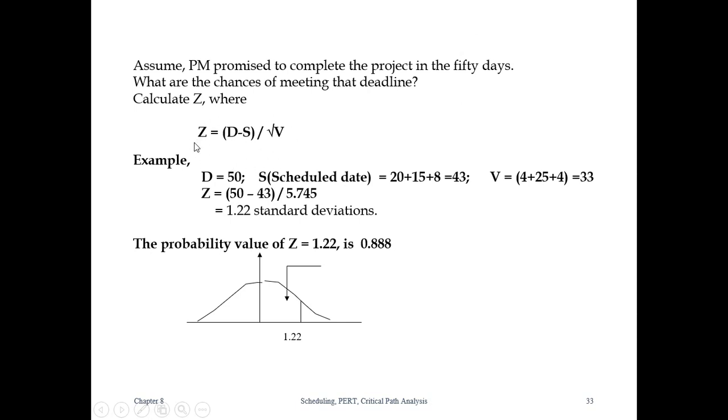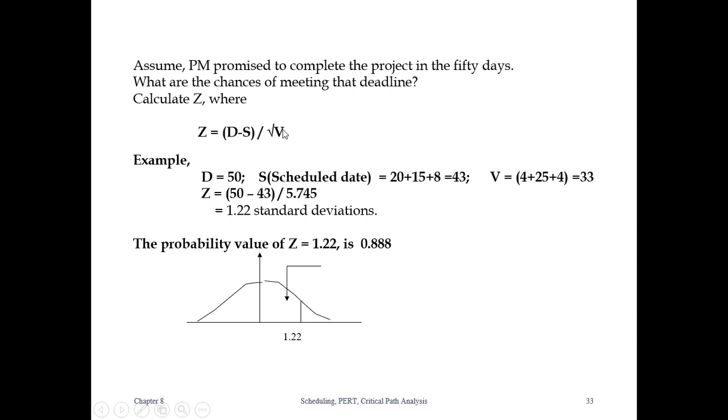The C-score is calculated by the equation D minus S divided by root V, where D is the scheduled date. In this particular case, it is 50 days, the date that we are expecting this project to be completed, or this is our target date. You can say this is a target date, D is equal to 50. Now S means the scheduled date, and from the network graph, we found that it is 43.